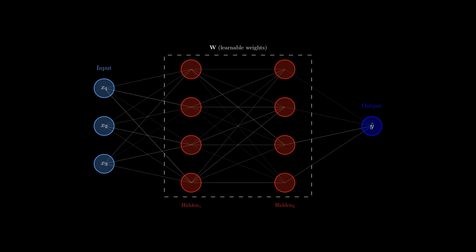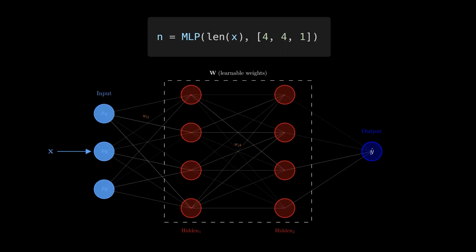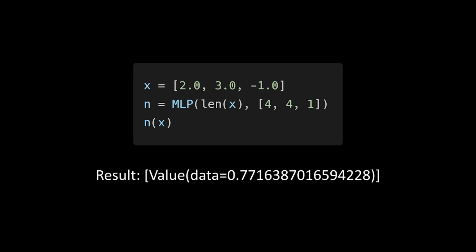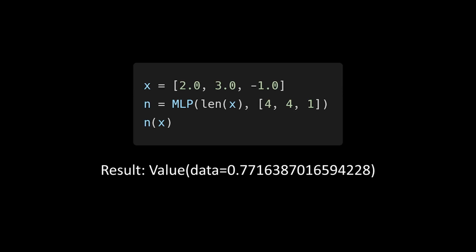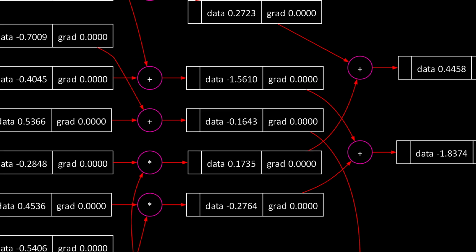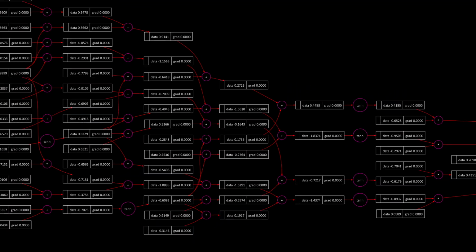We can implement this picture now. 3 inputs, 2 layers of 4 neurons, and output. Here is the result of our forward pass. To make it so that our single output isn't wrapped in a list, we can modify the call function in the layer class like this, and now it's nicer. We are also able to draw a graph for that MLP. Backpropagating this on paper would be a nightmare, but with Micrograd we're able to do that.